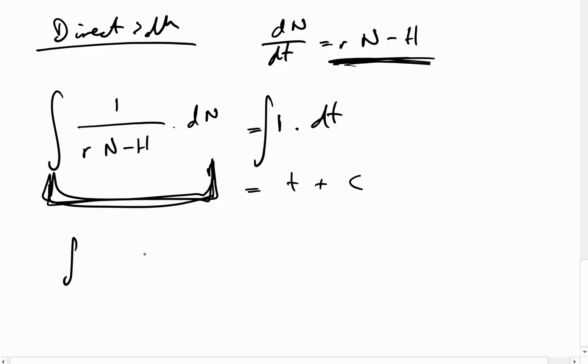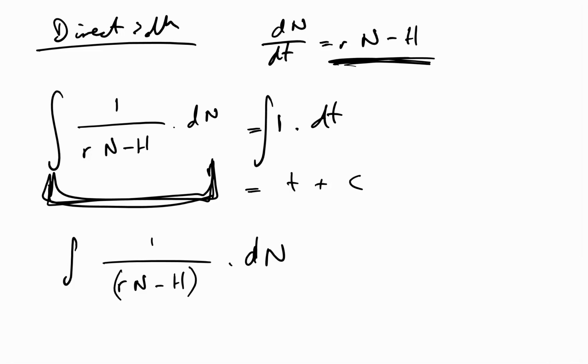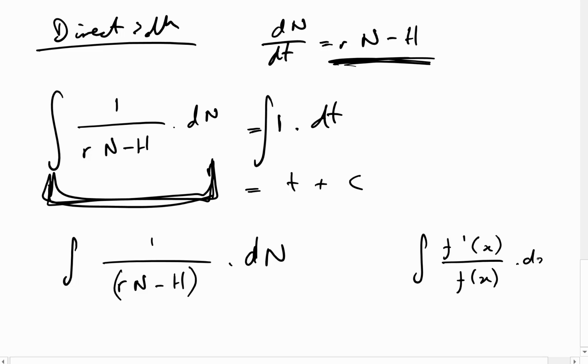So what is the integral of 1 over rn minus h dn? Well, basically, whenever you've got 1 over some function, and rn minus h is a function, it's normally a good idea to look at logs, because that's more than likely going to be the answer. If we have the integral of the derivative of the function over the function, then that's going to be equal to the natural logarithm of the function.